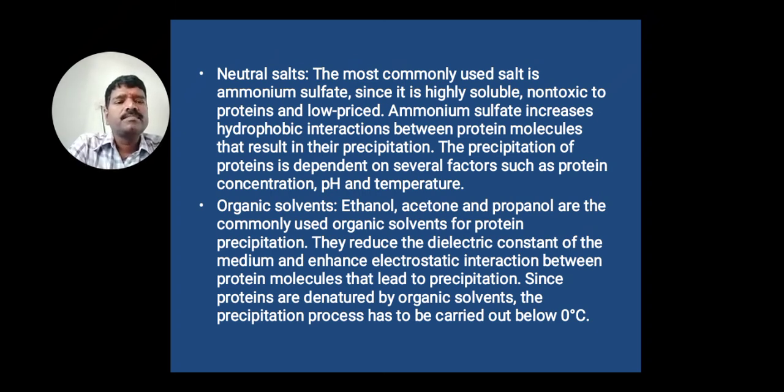Organic solvents. Ethanol, acetone, and propanol are the commonly used organic solvents for protein precipitation. They reduce the dielectric constant of the medium and enhance electrostatic interaction between protein molecules that leads to precipitation. Since proteins are denatured by organic solvents, the precipitation process has to be carried out below 0 degrees Celsius.